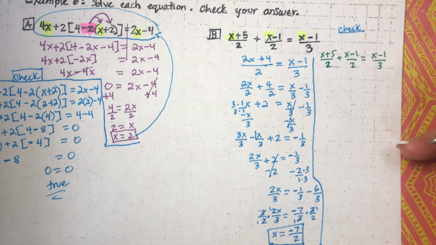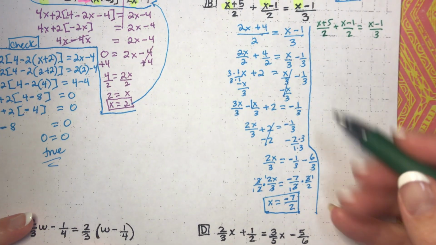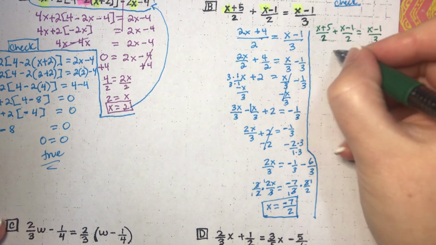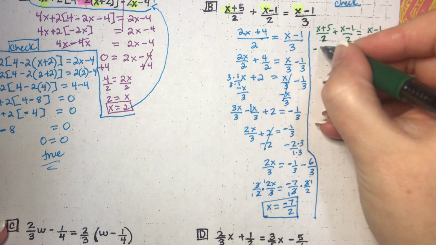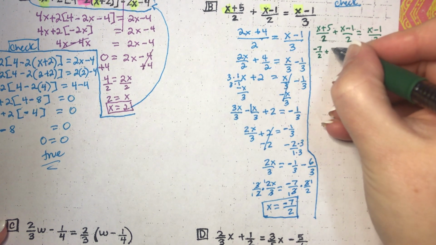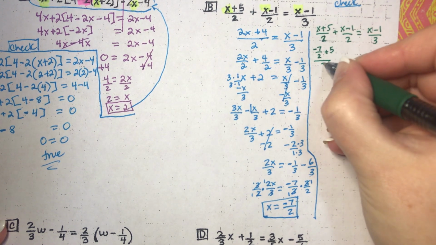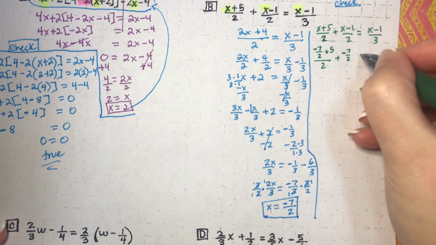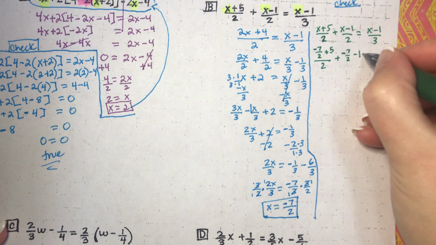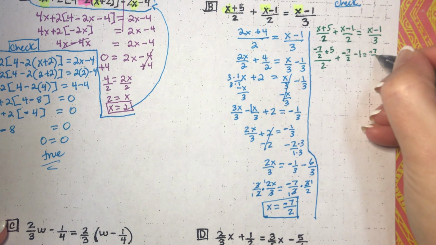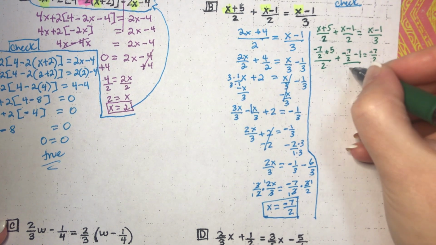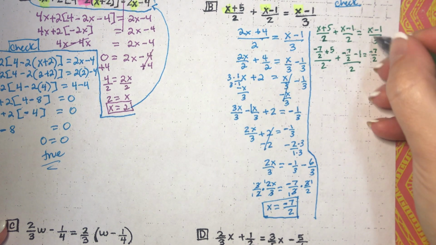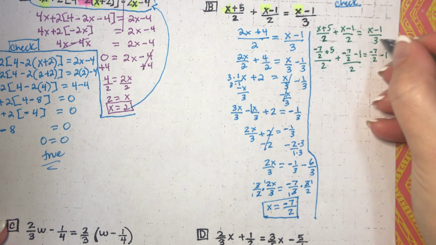All right, then we're going to substitute this answer in for x here, here, and here. So we have negative 7 over 2 plus 5 over 2 plus negative 7 over 2 minus 1 equals negative 7 over 2. Oh, wait, this is all over 2. I'm sorry. X is negative 7 over 2. We're substituting that in there. Minus 1 all over 3.